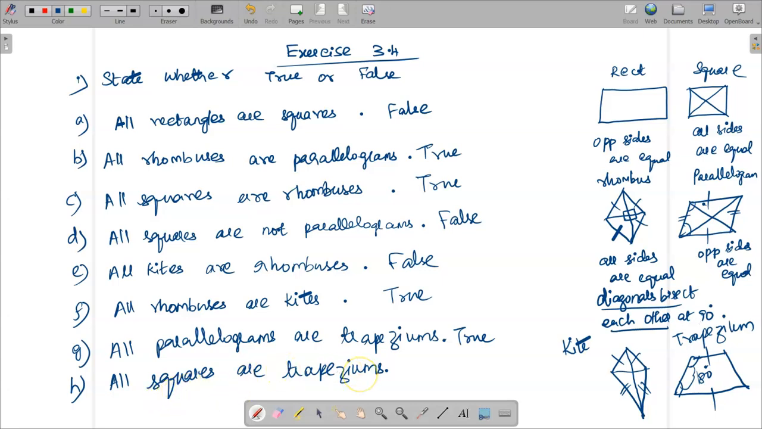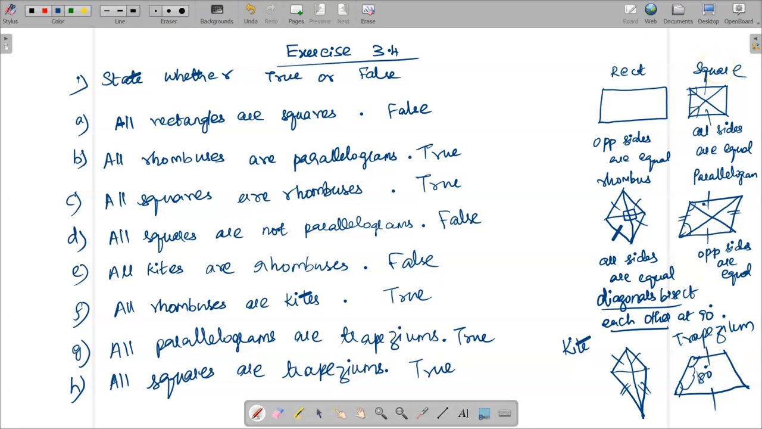All squares are trapeziums. So this is the square, and this is a trapezium. What is the trapezium rule? A pair of opposite sides parallel. Yes, it is satisfied. And here the angle is 90 degrees, here the angle is 90 degrees. When you add that, you will get 180 degrees. Here also when you add these two interior angles, you will get 180 degrees. So definitely all squares are trapeziums. It satisfies the condition. But a trapezium cannot be a square.